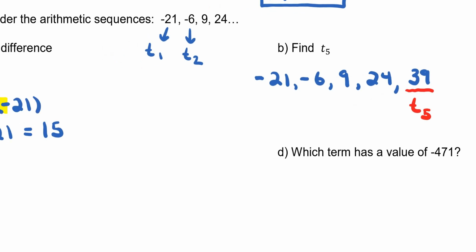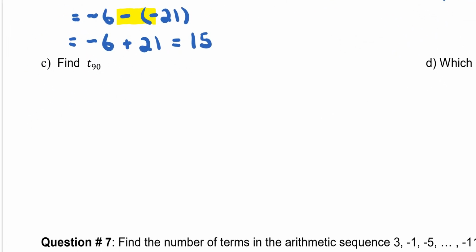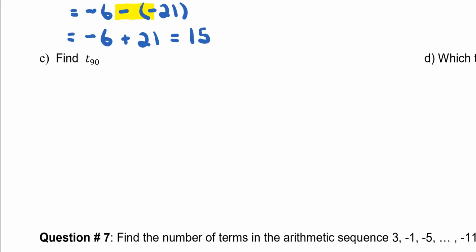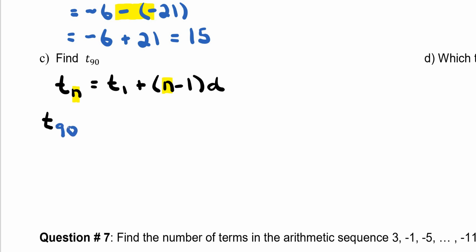Now let's move on to question C, and for question C I need to find term 90. Once we get to these bigger terms, we can start using our formula for arithmetic sequences, which is Tn equals T1 plus n minus 1 times the common difference. So we know that this n is connected to that n right there. I have term 90 here, so this n value is also going to be 90.